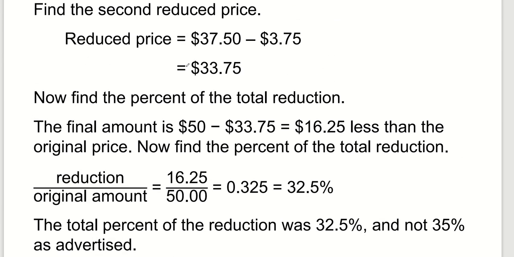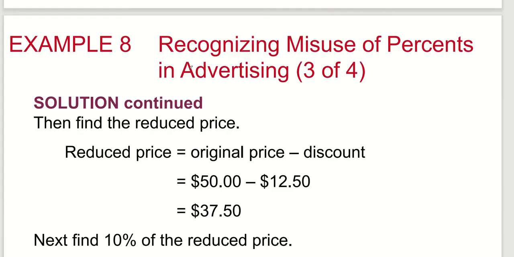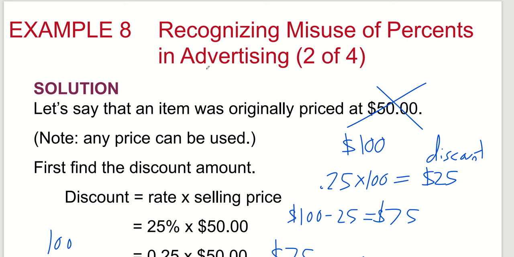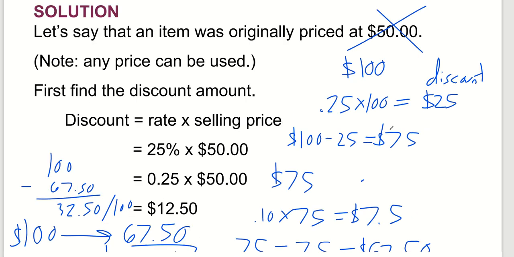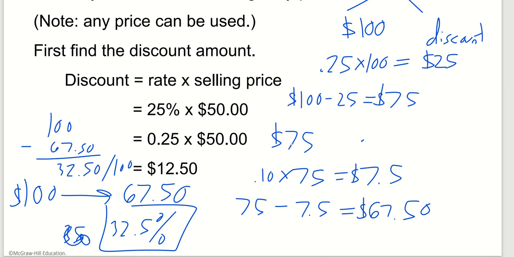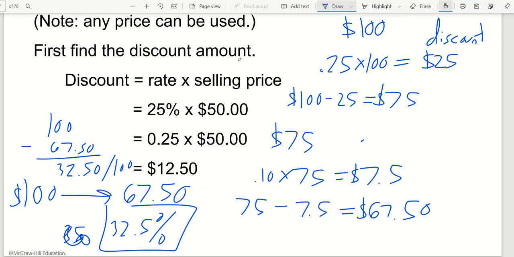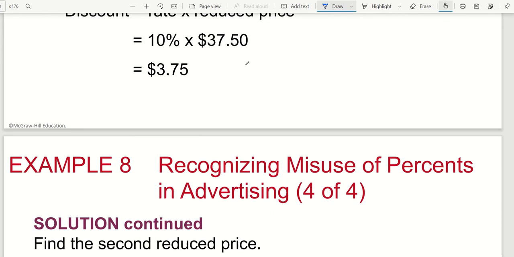And the reason for that is whenever you do successive discounts like this, yeah, the first 25% came off of 100, but when we do that second discount, that 10% is coming off of a smaller amount. That's taking 10% off of 75 and not 10% off of the original 100, and that's why we're not getting the full 35% discount that they are quoting.